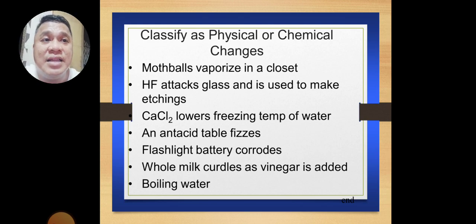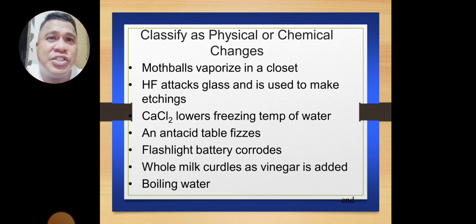Hydrofluoric acid attacks glass and it is used to make etchings. So it makes scratches using hydrofluoric acid. That's a chemical change, because when you attack the glass, the composition is different. Calcium chloride lowers the freezing temperature of water. So it's more on freezing temperature. That's a physical change. It just lowers the temperature so that it does not freeze easily.